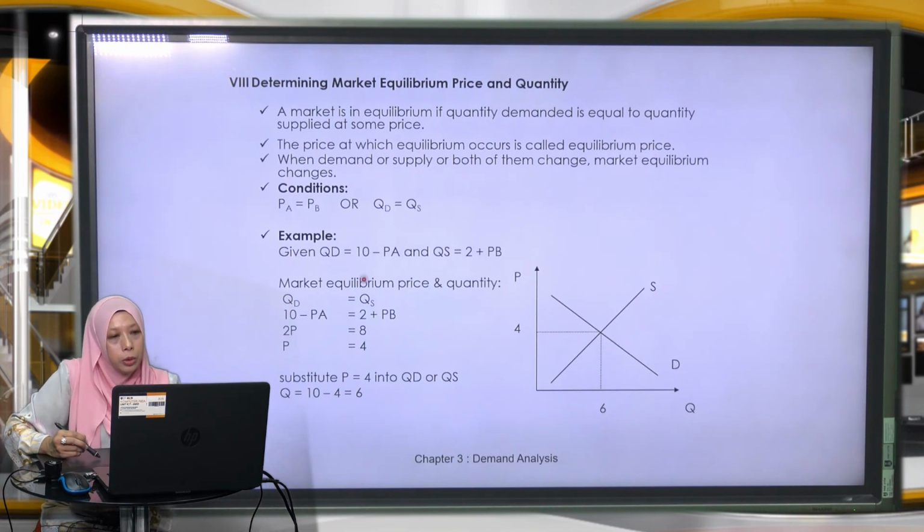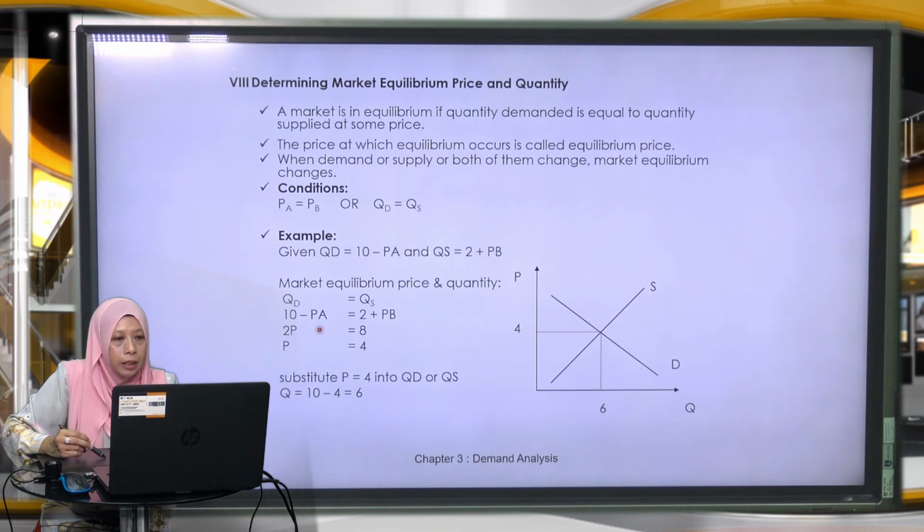Now what we are trying to do is determine the market equilibrium price and quantity. Remember that at the equilibrium point, quantity demanded will always equal quantity supplied. Based on that condition, we substitute the demand and supply functions into it. Quantity demanded is 10 minus PA, and quantity supplied is 2 plus PB. At the equilibrium point, price will equalize, so let's say price equals P. You just replace PA and PB by P.